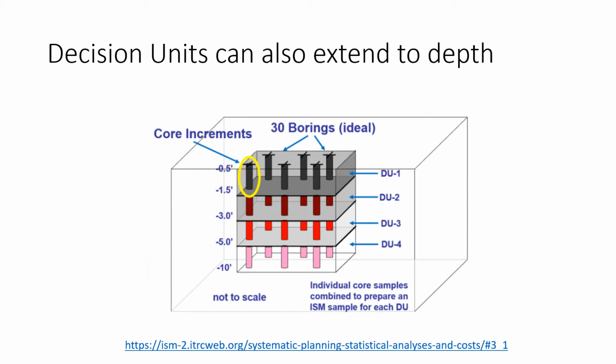We can then go from the 1.5 to 3 foot interval and collect a separate increment from the same core that can contribute, as one of 30 other increments, that will be used to represent decision unit 2. We can go back to the same core from the 3 to 5 foot range, collect another increment that will be one of 30 such increments that are used to understand the average concentration throughout DU3, and then we can extend to the 5 to 10 foot interval to collect another single increment that will be one of 30 such increments that are combined to construct a sample to represent DU4.